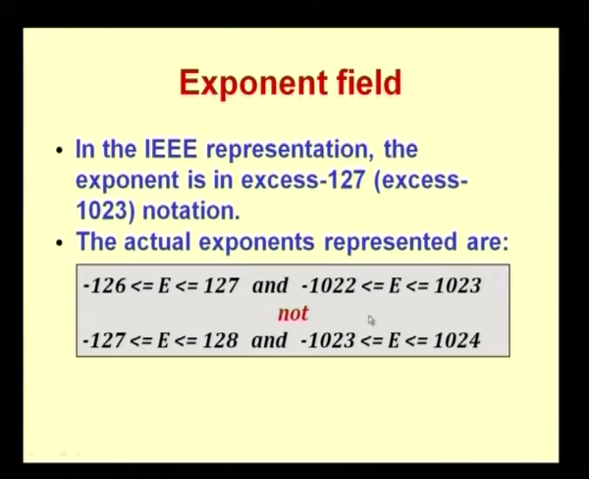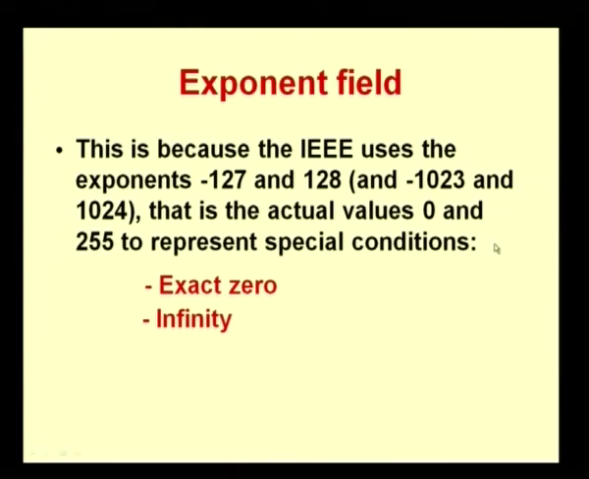So, these are certain optimizations which are done in the IEEE representation. And what the IEEE standard does with the other two fields, that is the actual values of 0 and 255, the ones which correspond to minus 127 and 128, is that those values are used to represent certain special conditions.